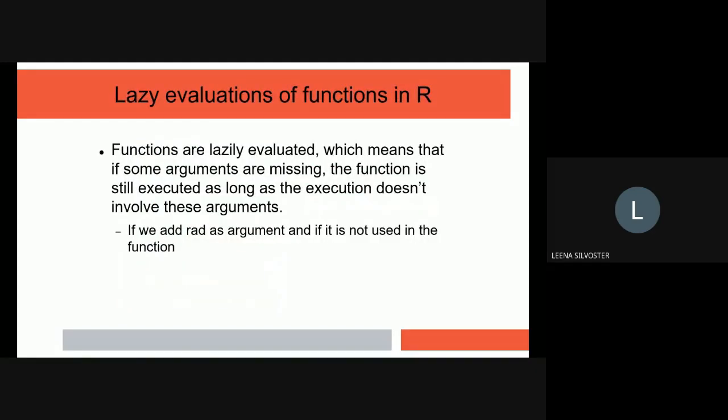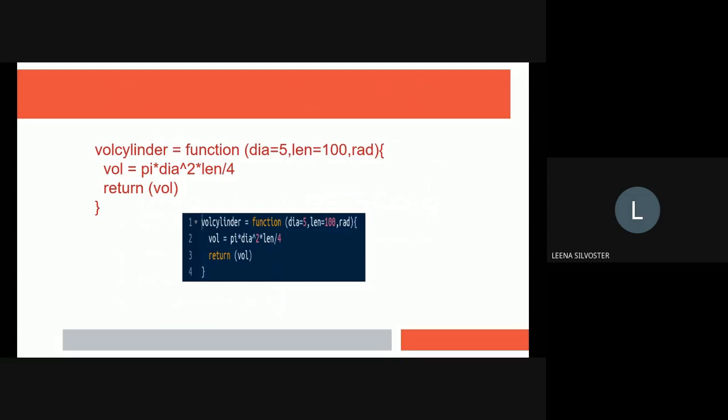Now, lazy evaluation of functions in R. Functions are lazily evaluated, which means that if some arguments are missing, the function is still executed as long as the execution doesn't involve these arguments. If we add rad as an argument and it is not used in the function, then it won't be evaluated. Consider the same function, here we are using rad. The output will be the same.